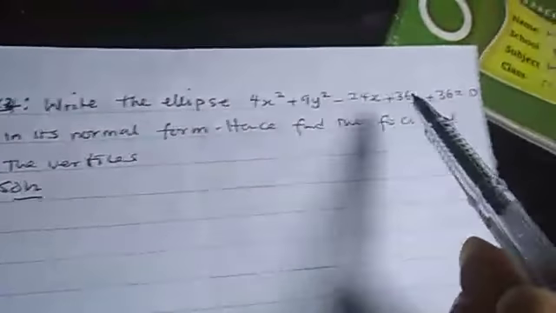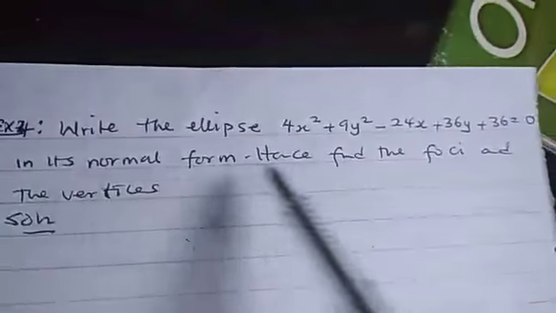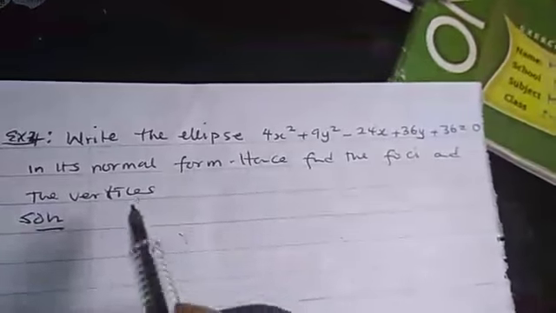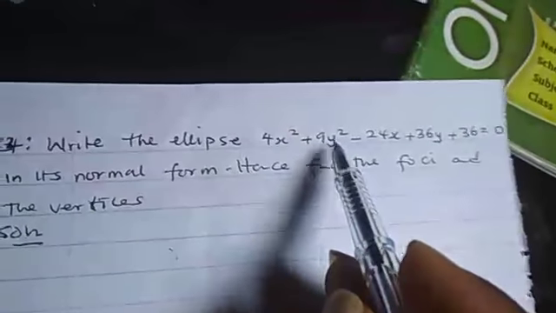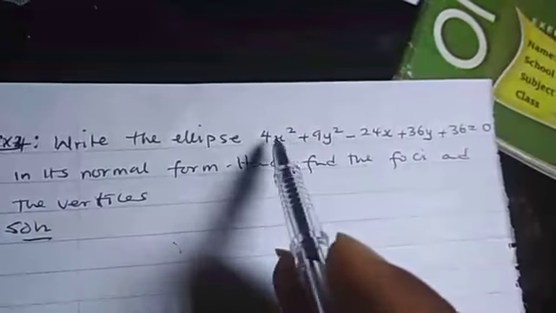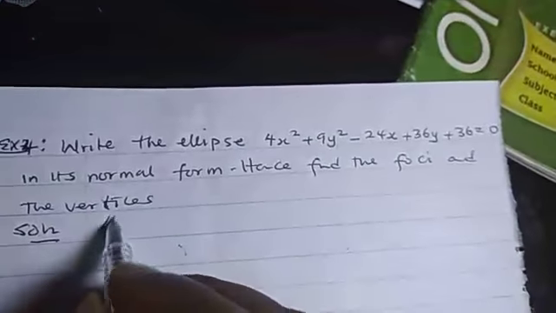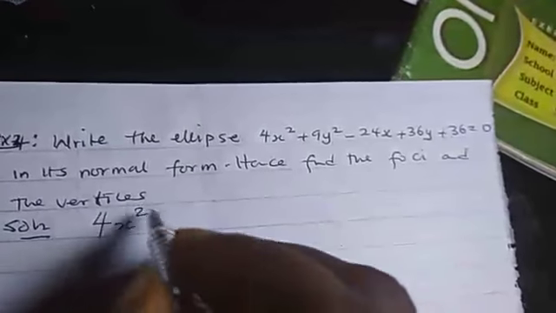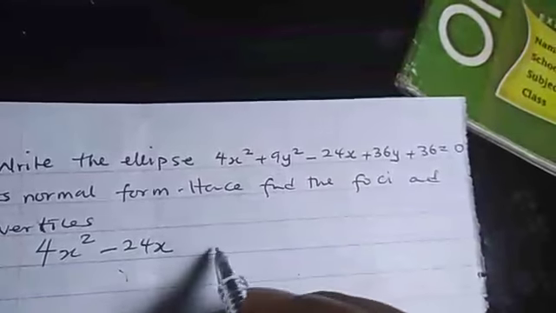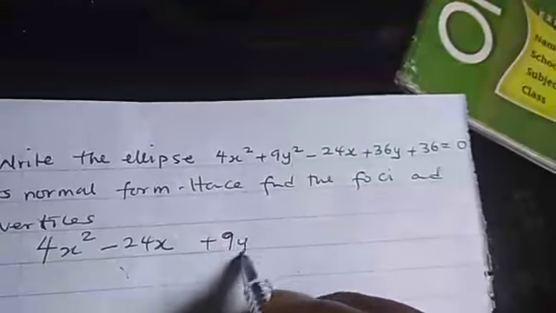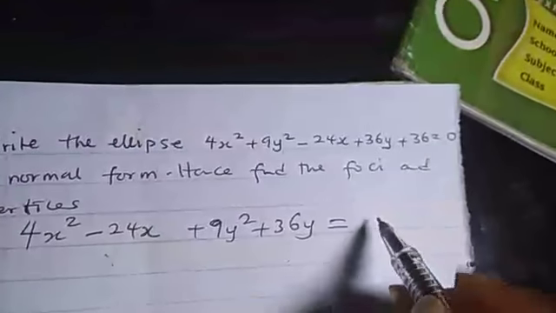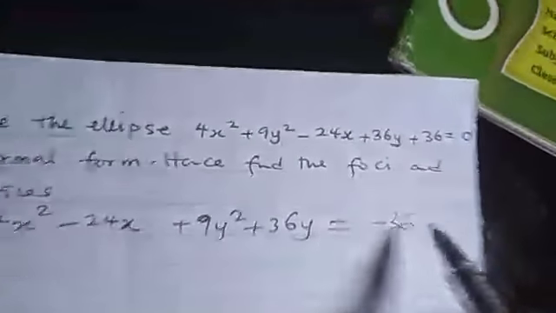Write the ellipse in its normal form. Hence, find the foci and the vertices. Now, how do you write it in its normal form? We call it canonical form. We rearrange. We take x terms to x, we take y terms to y. I will take the constant term to the other side, which is minus 36.